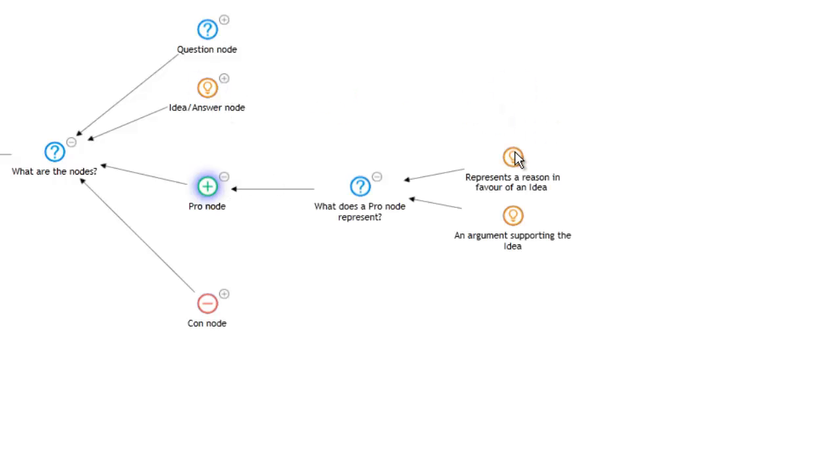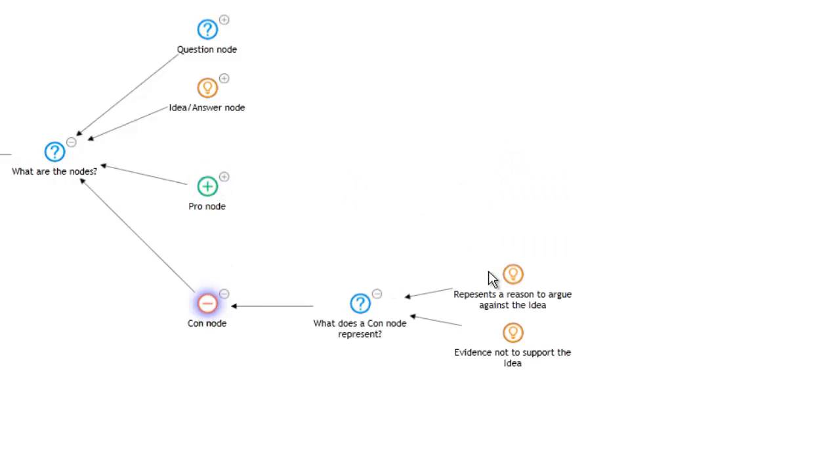A pro represents a reason in favor of an idea or evidence to support the idea. Pros are not positive or good things about an idea. They are reasons to pick an idea as an answer or part of an answer to a question.